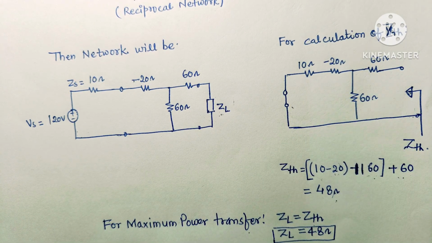For maximum power transfer, we know that if the load impedance is equal to the Thevenin's equivalent resistance, then the maximum power will be transferred to the load. This is the maximum power transfer theorem which we can apply here. So this is the answer of our question.